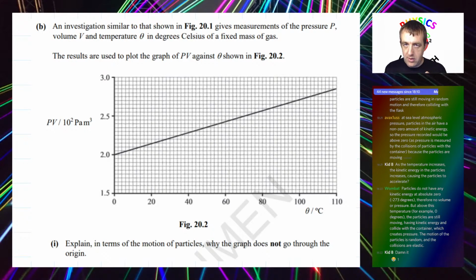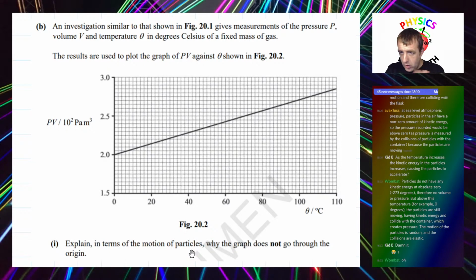Okay. So Wombat, you're giving me an answer there in terms of the experimental gas laws. The experimental gas laws assume that gas is a continuum. But this question says, in terms of the motion of particles. That means we really do need to break it down to what those particles are doing. When we get to that scale, we can't use those experimental gas laws. They don't apply anymore. You've also gone on to say that particles are still moving. Yeah, we all agree with that. Having kinetic energy, I don't care about their energy, I care about the motion.